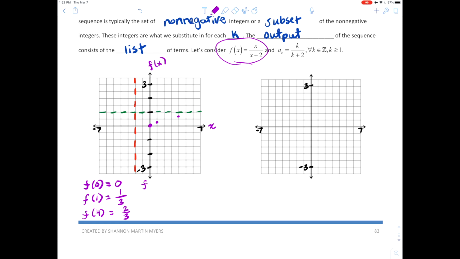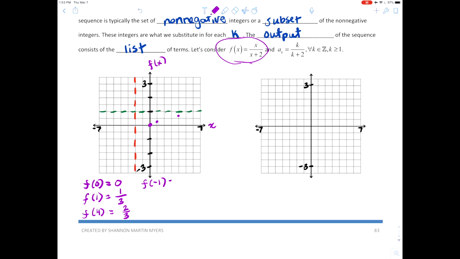Looking at something on the negative side to the right of the vertical asymptote, f at negative 1 is going to give us negative 1 over negative 1 plus 2, which is positive 1. So we will get negative 1 over 1, which is negative 1. So negative 1, and then continuing, you'll see the graph looks something like this.